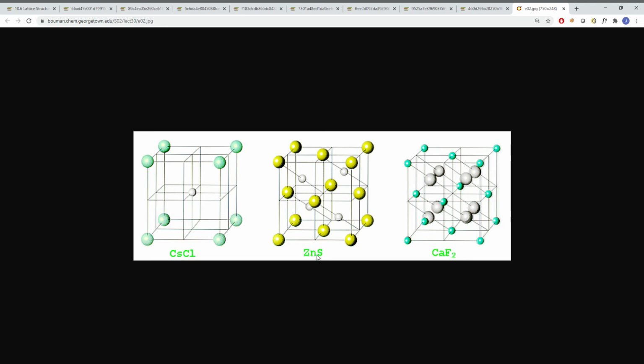So it's 4 zincs. I'm sorry, the yellows are sulfides. So 4 sulfides and 1, 2, 3, 4. The smaller spheres are the zincs. So 4 zincs. So that's 1 zinc for every sulfide. So it's just ZnS. So we just confirmed the formula.